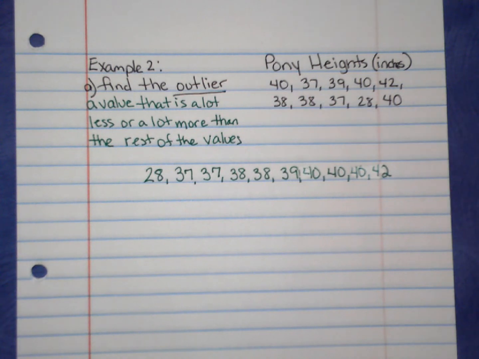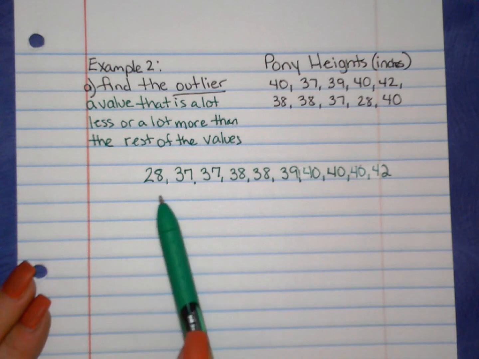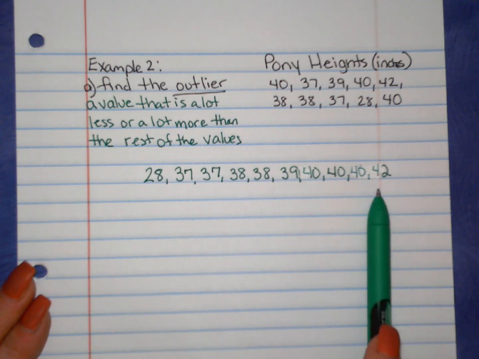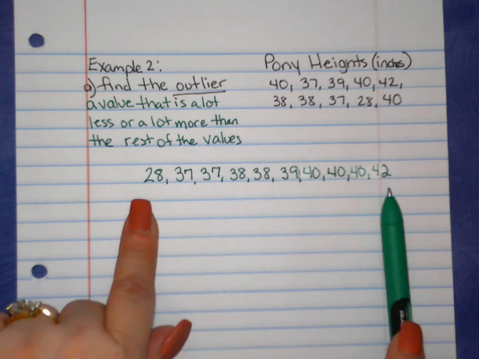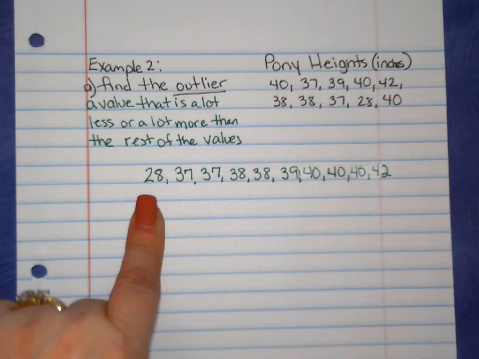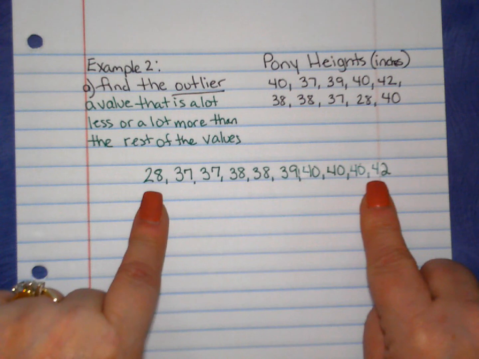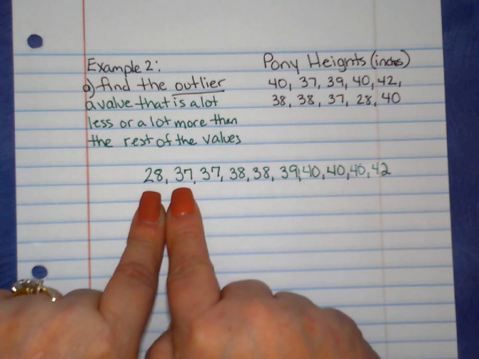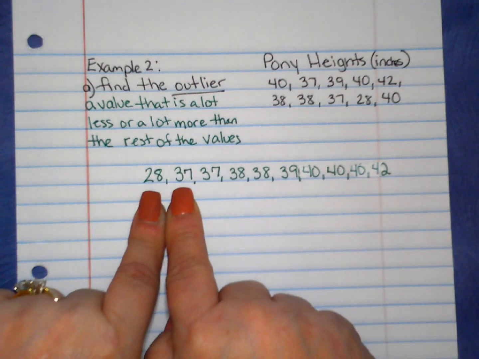All right, so the first part of this question was to find the outlier. Remember, the outlier is a number that's a lot more or a lot less. And so one of the helpful things about putting it in order is you can go to the left and to the right. This is the less, this is the more. Now, when I look at 28 and 37, well, I mean, that's a good difference.